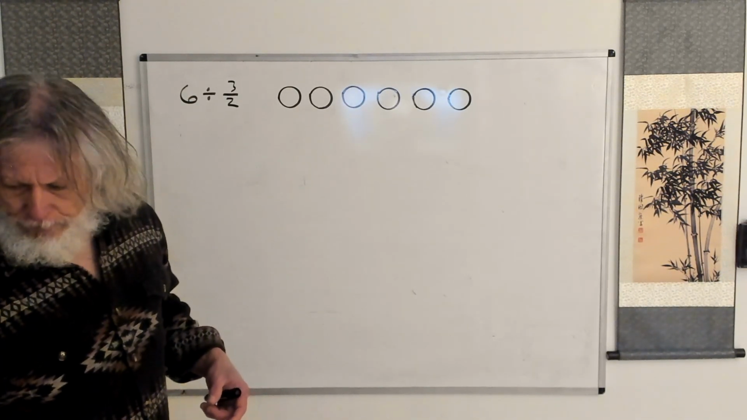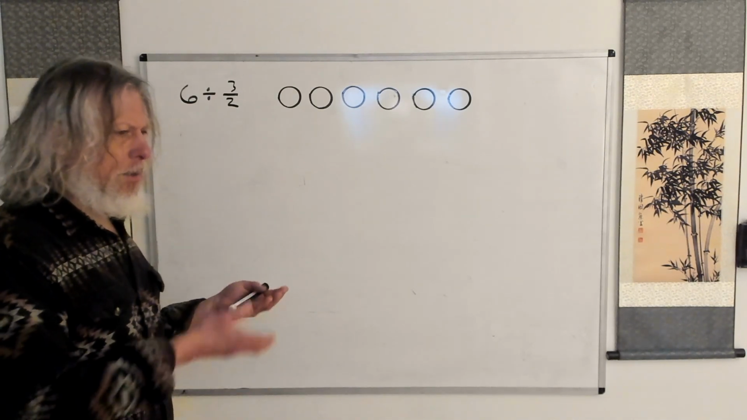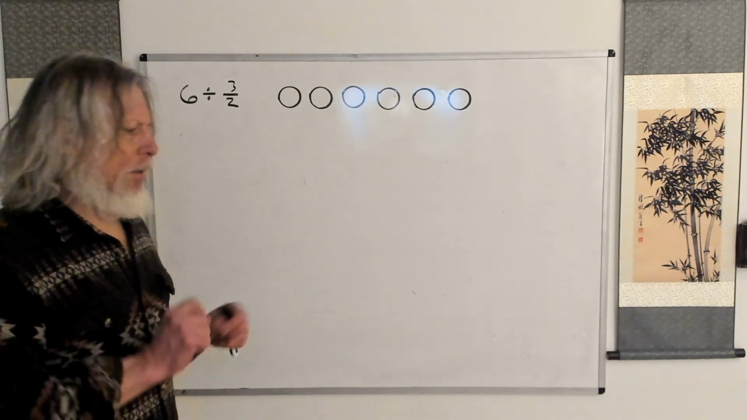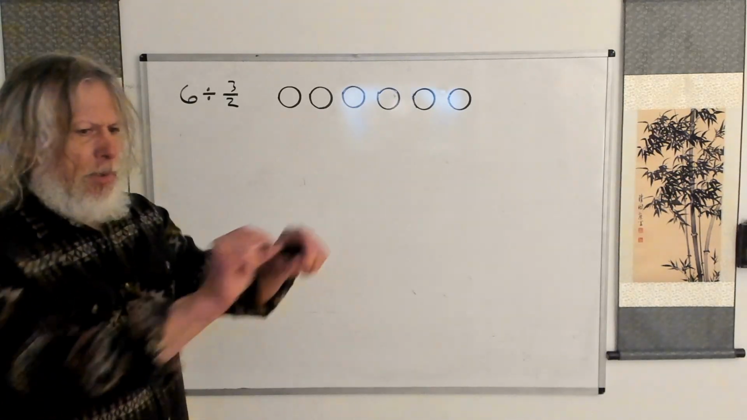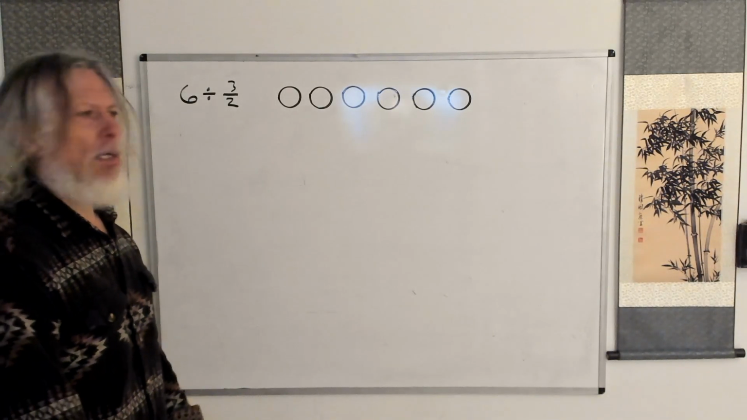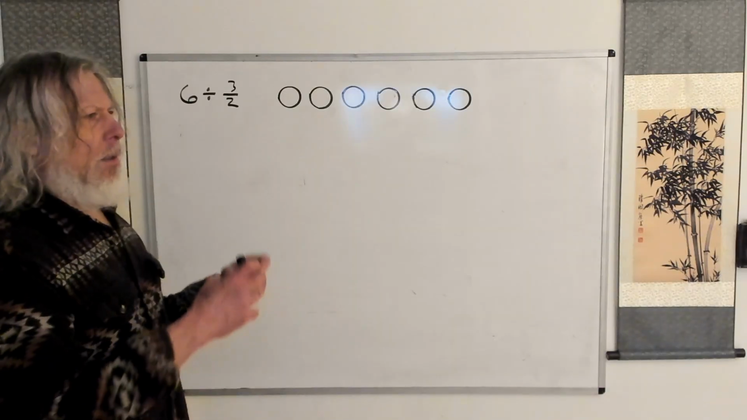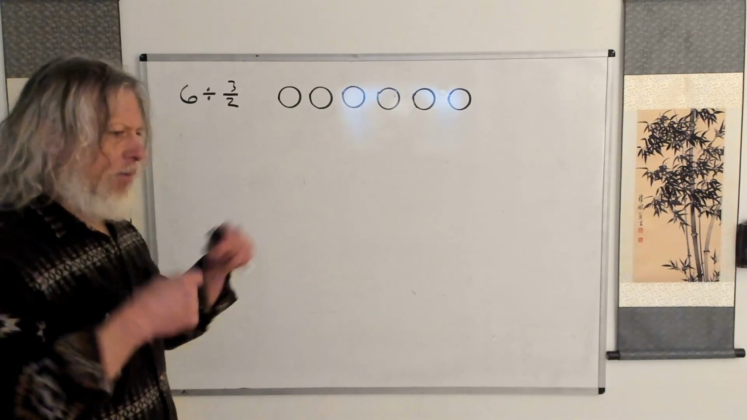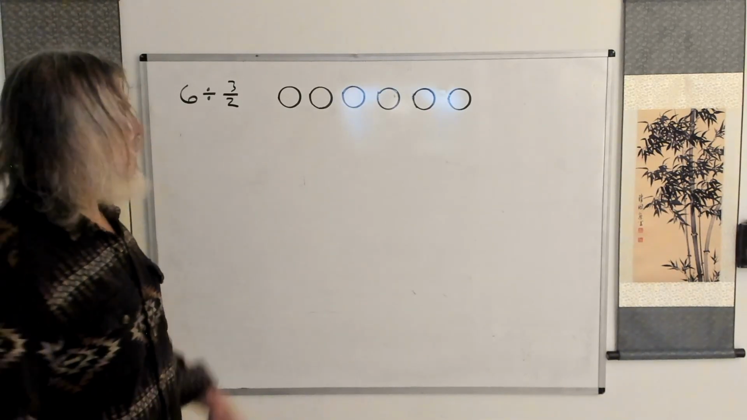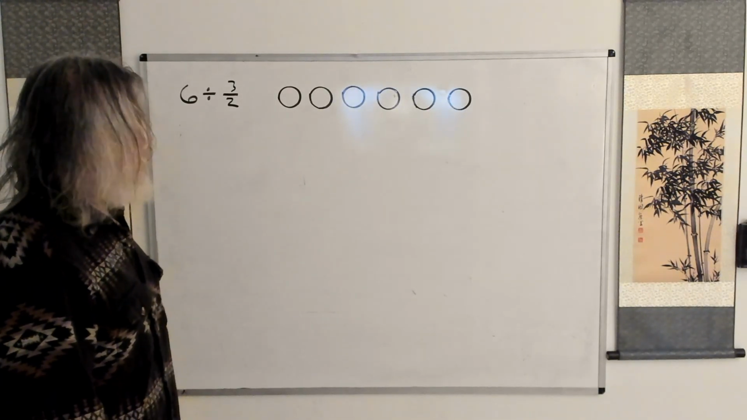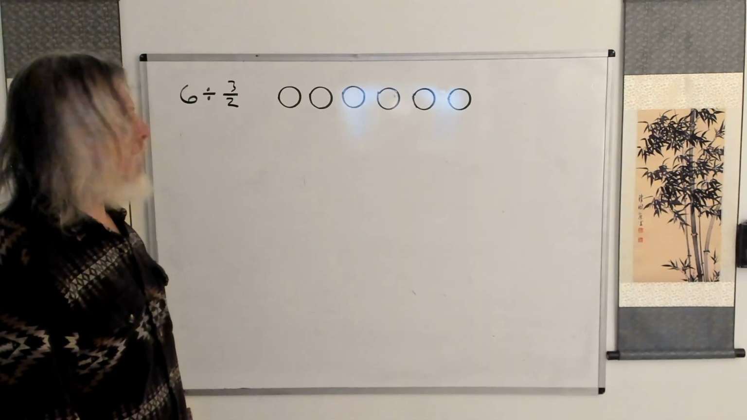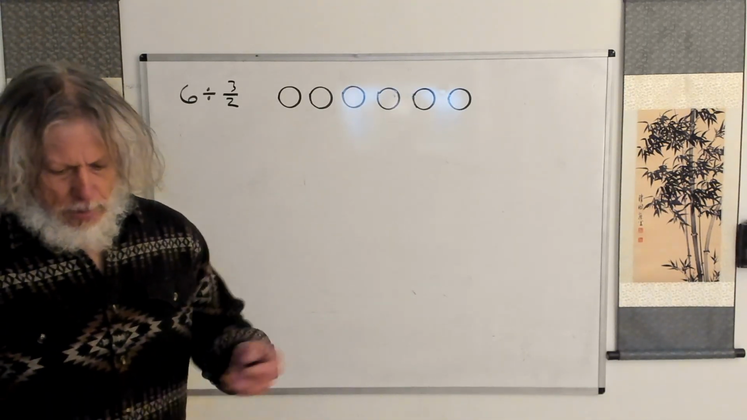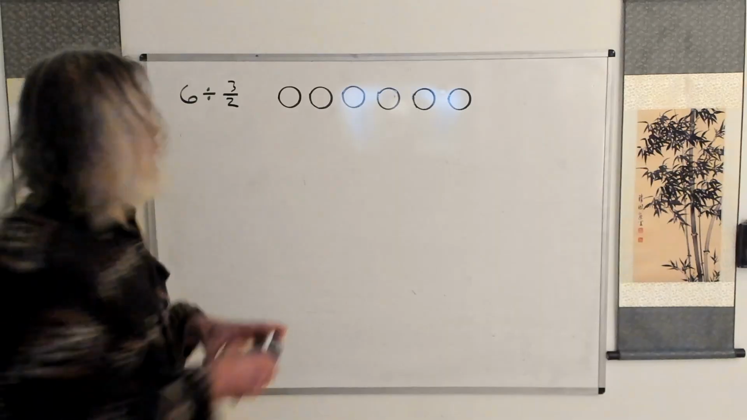Get 6 pizzas, cut each one into half. Each person gets 3 halves of a pizza, or hamburger patties or cookies. 6 cookies, cut each one in half. Each person gets 3 of the halves, whatever. So first, we got to cut each one in half. So go through and do that.